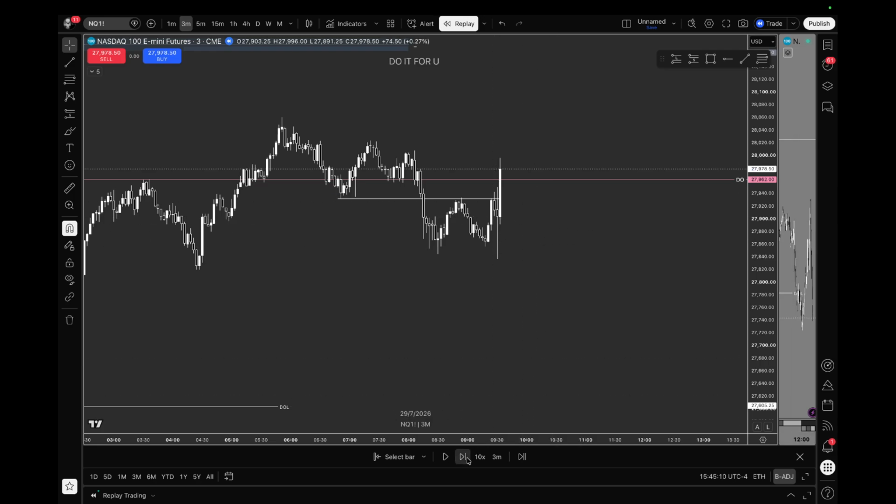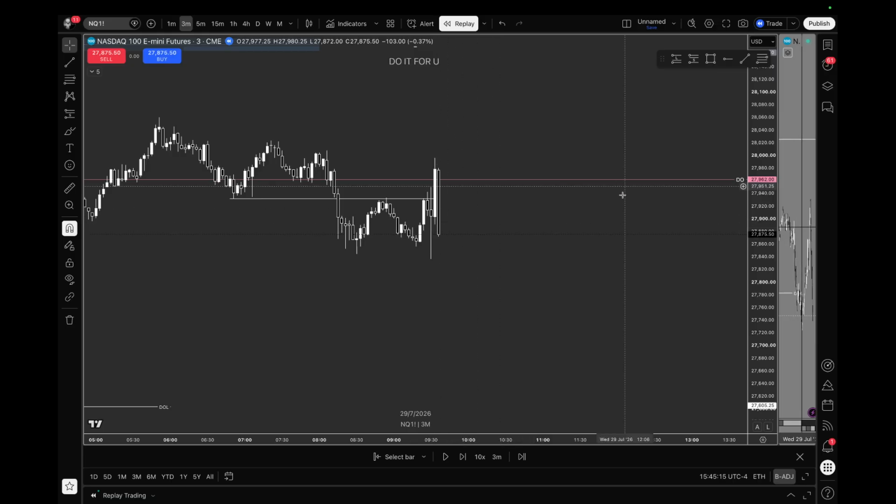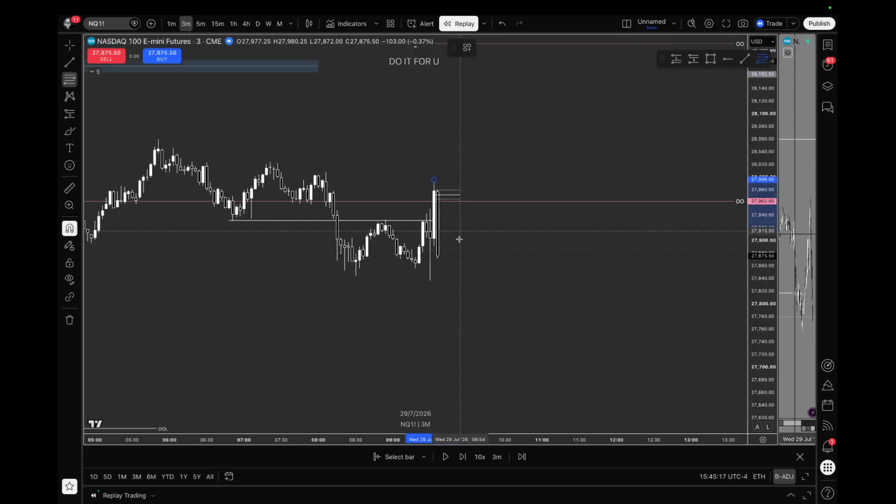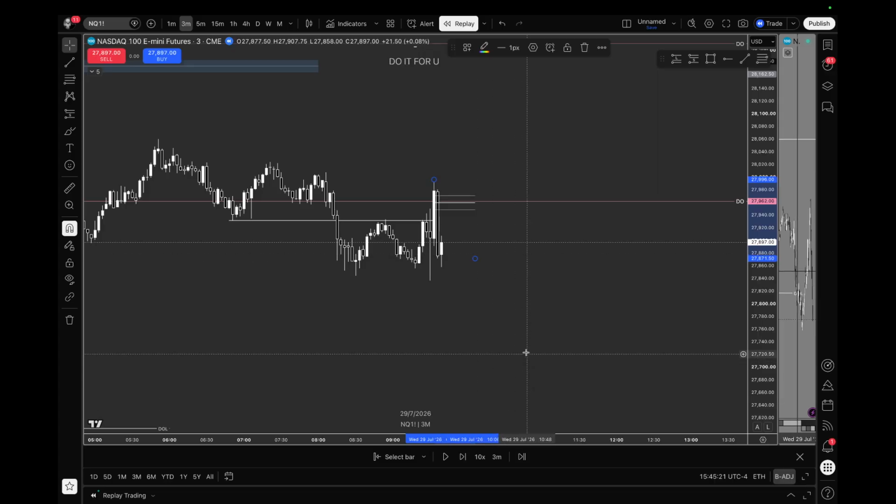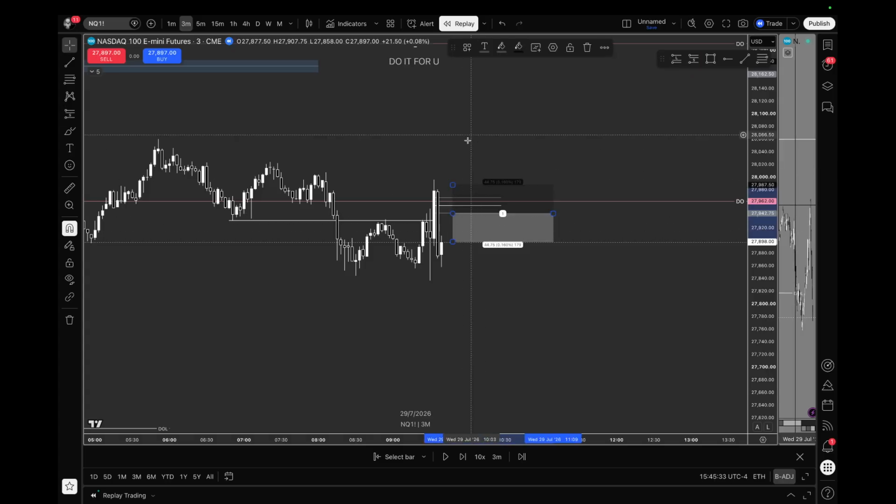See, we manipulated higher. We know we're bearish. Boom. There's our 3-minute change in state. So now I'm going to draw my OTE from the wick high to the wick low. And I'm just going to wait for price to tap into this 6.8 level. And I'm going to short from here with a stop at the wick high.